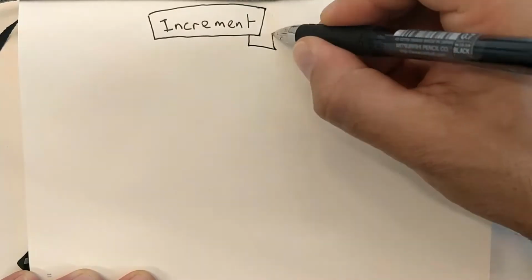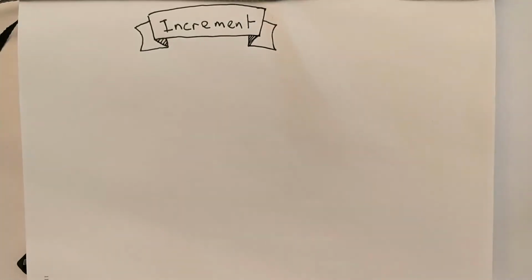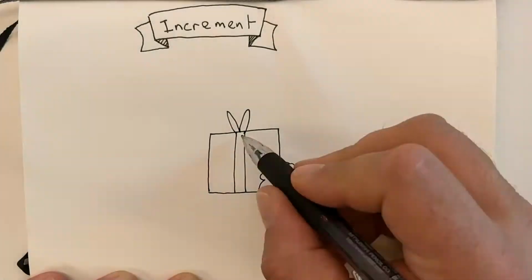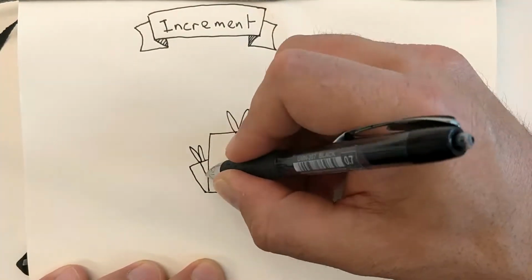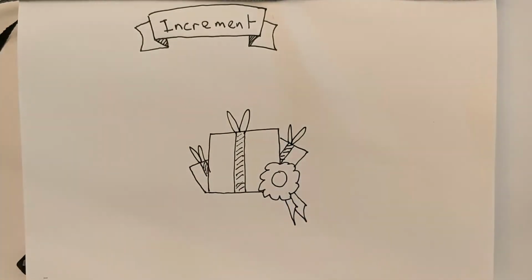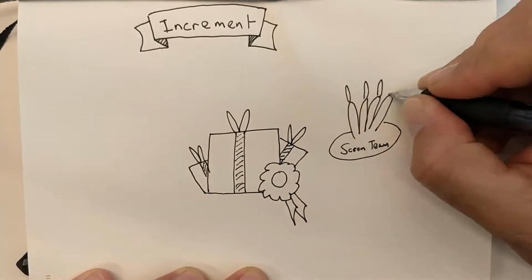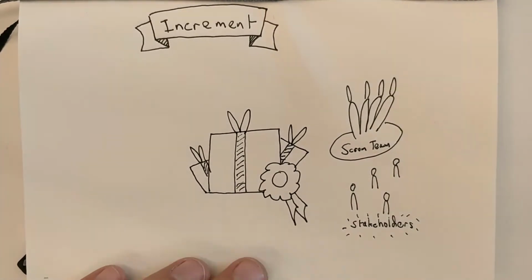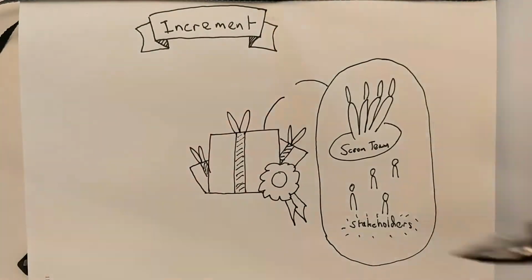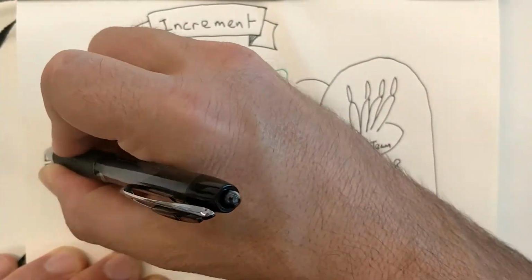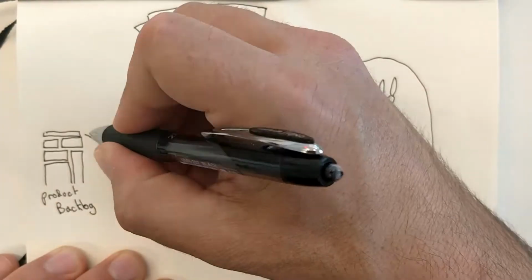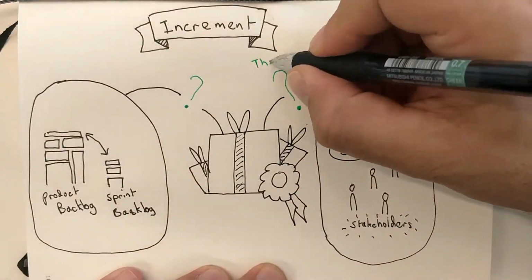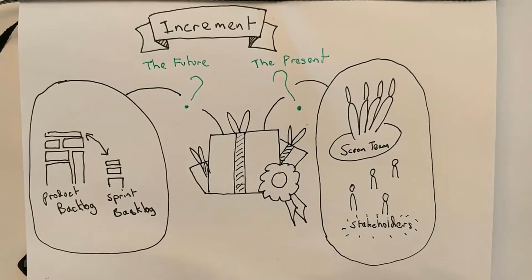Increment. The product increment is your potentially releasable product. It comprises the sum of all the increments of this sprint and all the sprints in the past. The increment is transparent in two ways. The degree to which the increment is what everyone, so the development team, product owner, and stakeholders, including customers, expects it to be in the present, and how much it differs from expectations in the future, represented by the product backlog and sprint backlog.